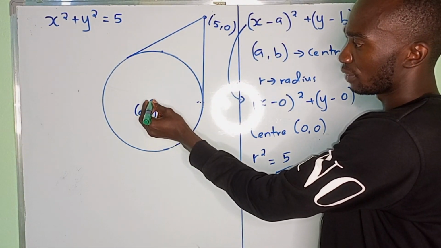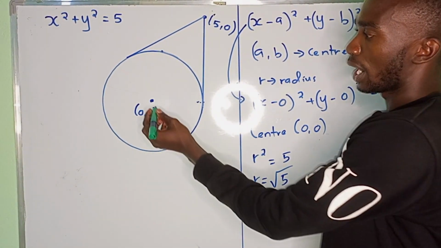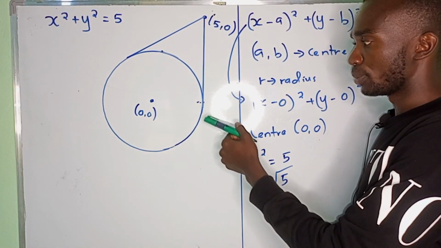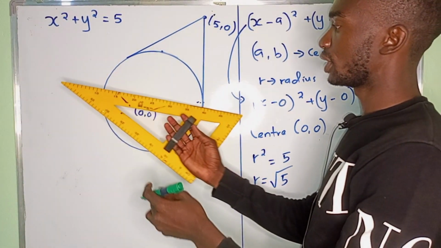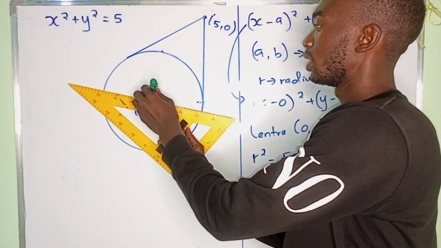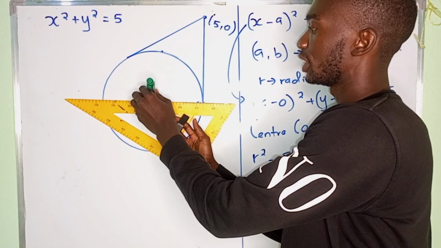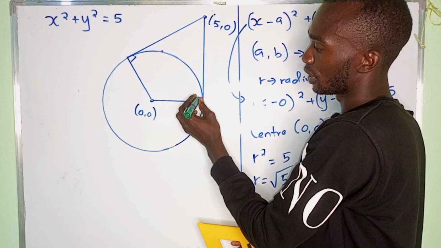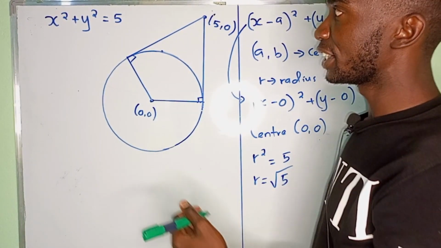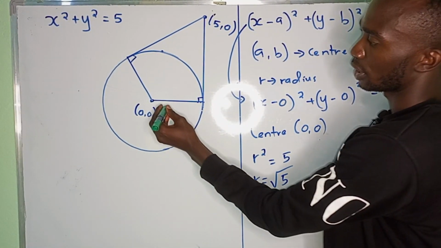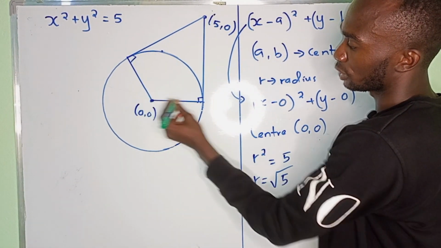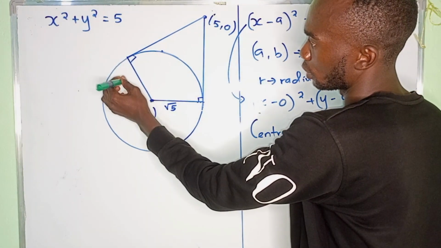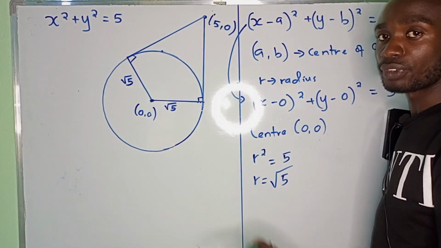Now, from the center of the circle, we can draw a radius to meet the tangent. When the radius is meeting the tangent, this angle here is 90 degrees. And the radius of this circle is root of 5, so this length from the center to the circumference is square root of 5.